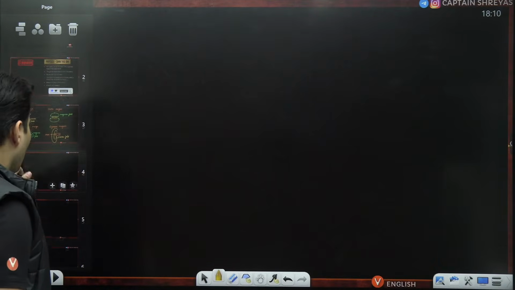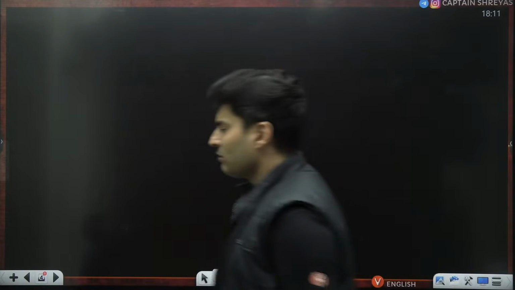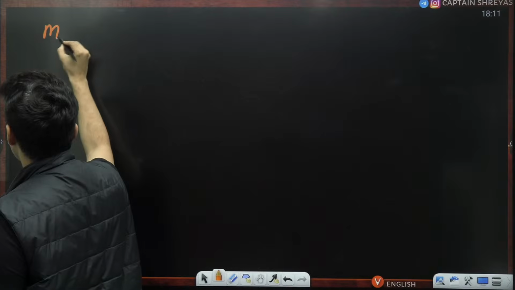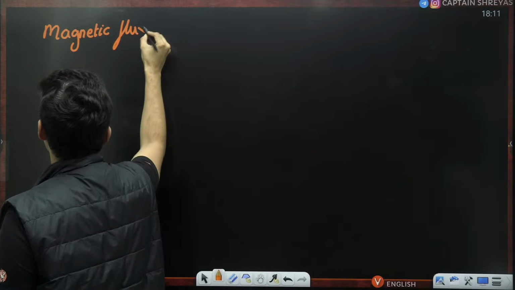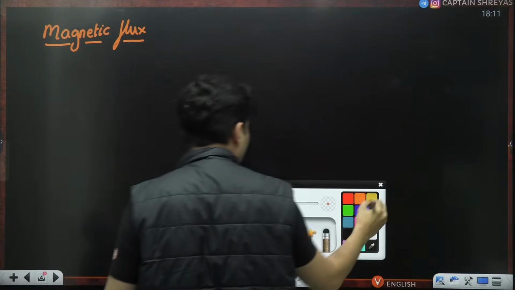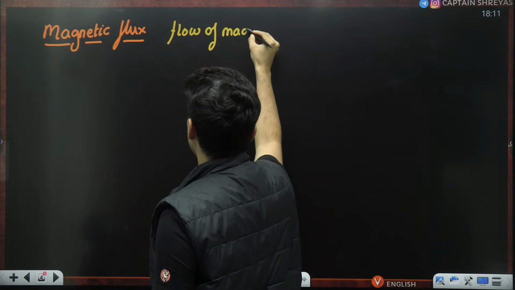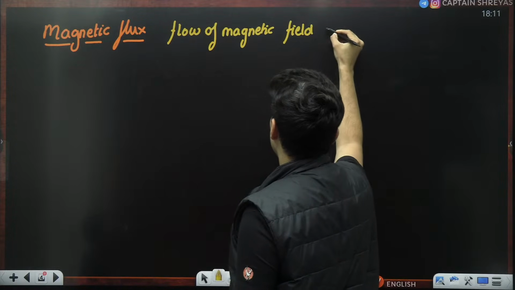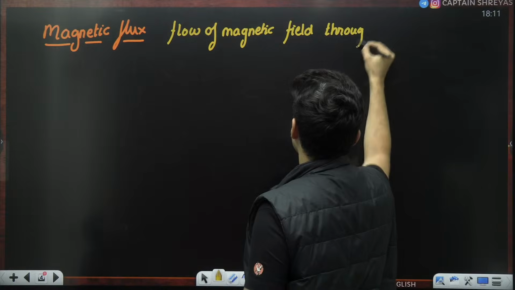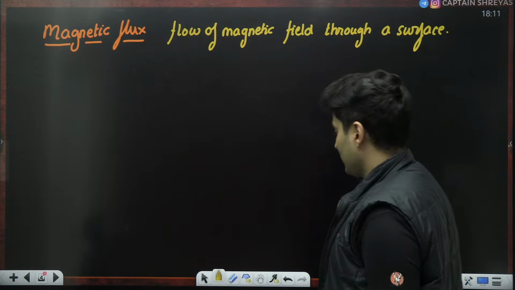So for finding that out, we revise the term called magnetic flux, which we have already defined before, but still let's revise that. Magnetic flux is nothing but the flow of the magnetic field through a surface. That's what magnetic flux is.